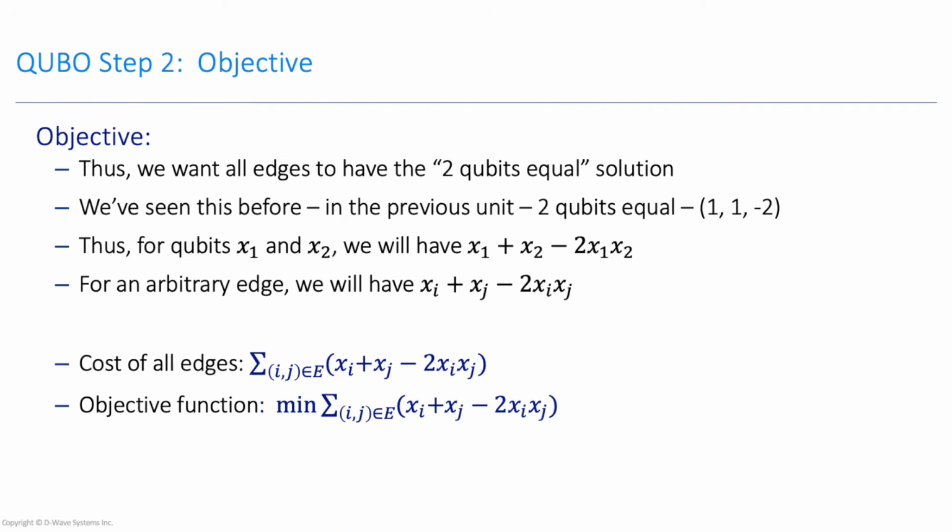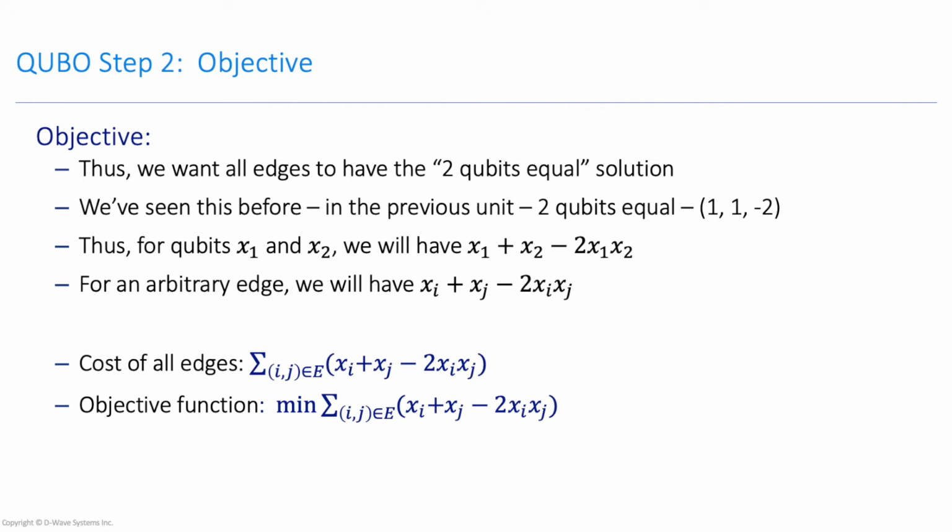In the last unit, we talked about how when we want 2 qubits equal, this was the 1, 1 minus 2 solution, like x plus y minus 2xy. So for 2 qubits, x1 and x2, the formula is x1 plus x2 minus 2x1x2. If you think about that for a minute, it will penalize the cases where x1 is 0 and x2 is 1, and vice versa, x1 is 1 and x2 is 0. Those are penalized, whereas the 0, 0 and 1, 1 solutions will be favored.